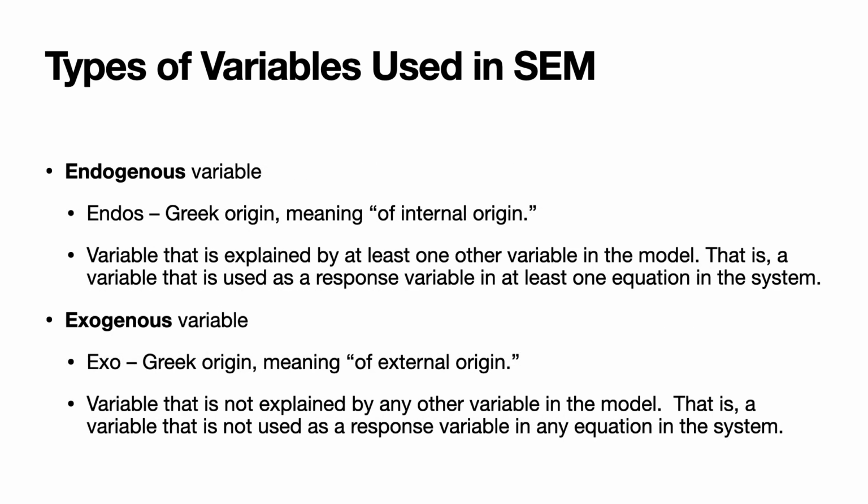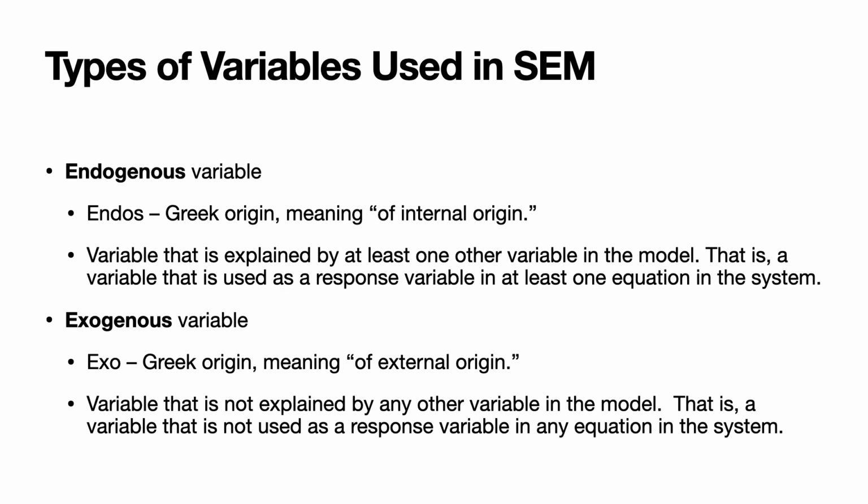Now let's look at the word endogenous. The prefix there, endo, is of Greek origin, meaning of internal origin. And so an endogenous variable is a variable that is explained or predicted by at least one other variable in the model. That is, an endogenous variable is used as a response variable in at least one equation in the system.